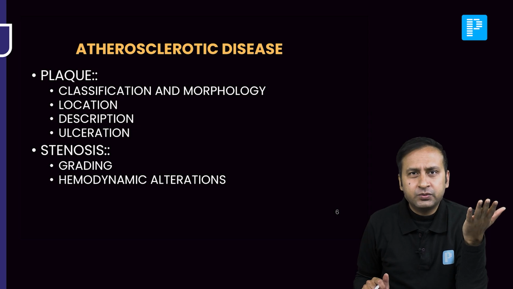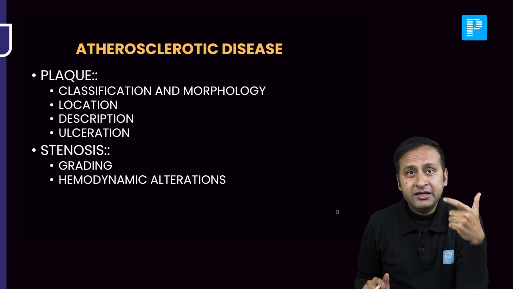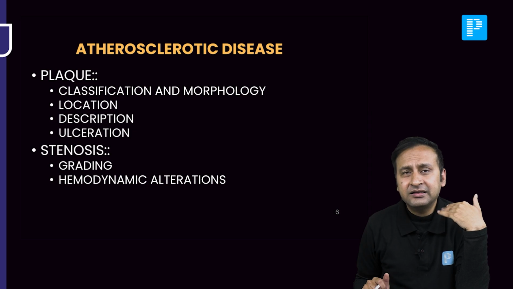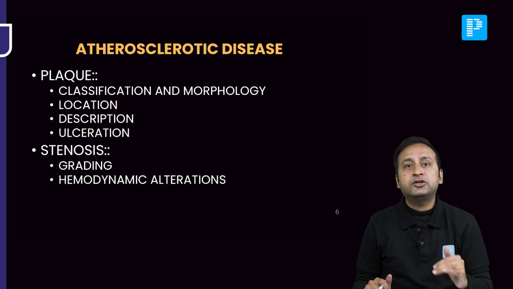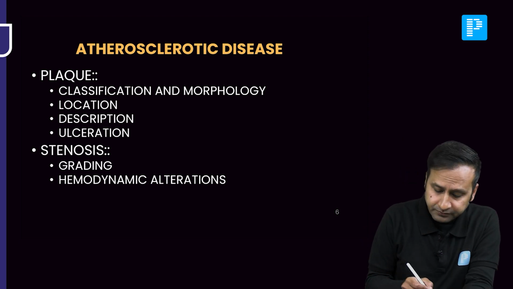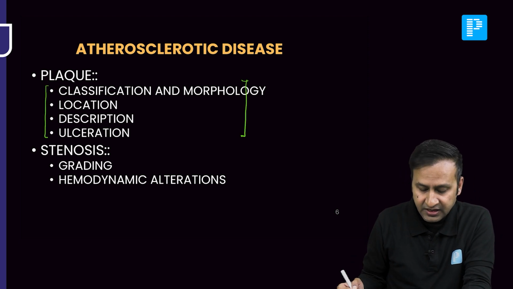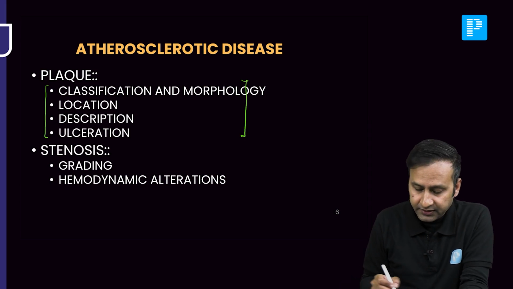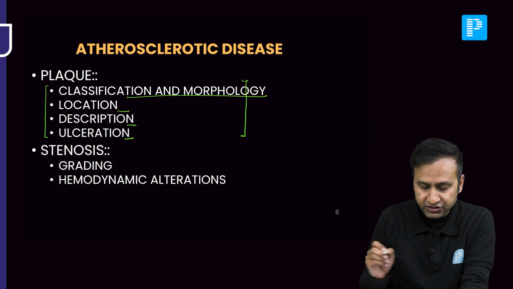Whenever a patient with a suspected carotid vascular disease comes to you and presents with a plaque, you just scan the neck of the patient and you find a plaque. Then what are the important headings under which you should define it, or write it in your report? First of all, as far as the plaque is concerned, these are four major descriptors that you should always give. What are they? Classification and morphology, location, description, and ulceration.